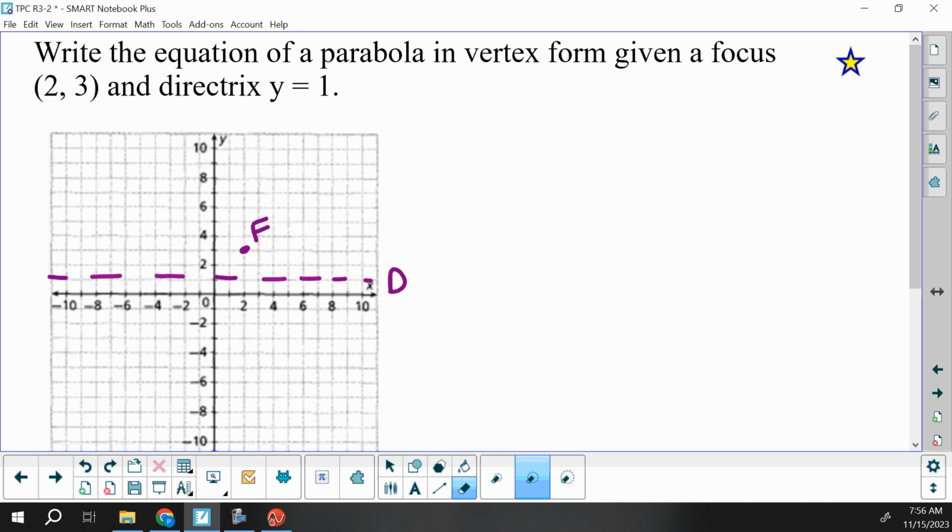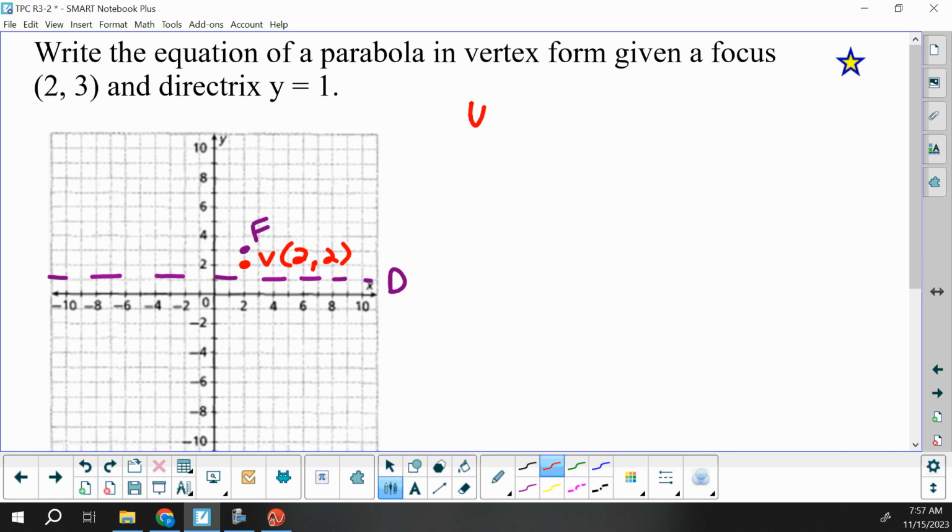Well, this morning for breakfast, I was really hungry, so I stopped at the store and I got myself a French vanilla donut. French vanilla donut is to help us remember the vertex is directly in between the focus and the directrix. So in this case, our vertex will be right there, and it is the point 2, 2.